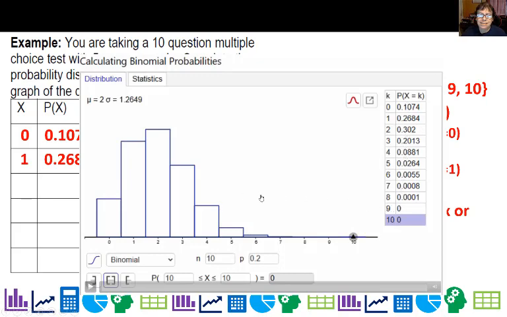Now, if you're using the Statlet and you hover over the bars, it will also tell you the percents, and you saw you could click through them. I just like having them all in one table. By the way, both of these applets give you the mean and the standard deviation, which we will be going over next lesson and how that applies.